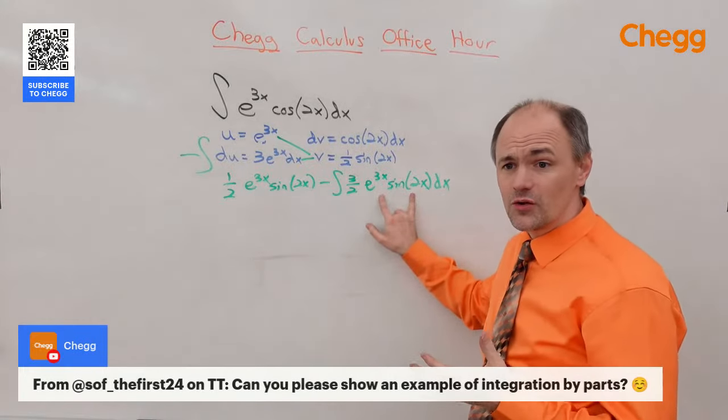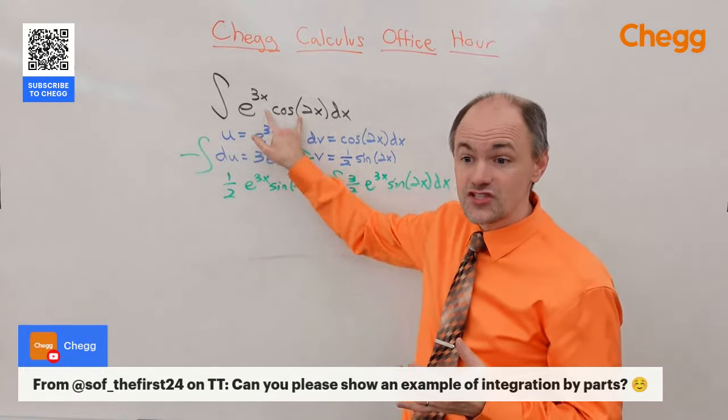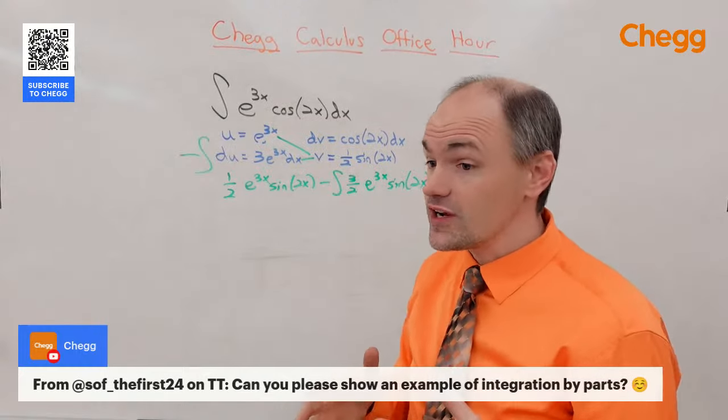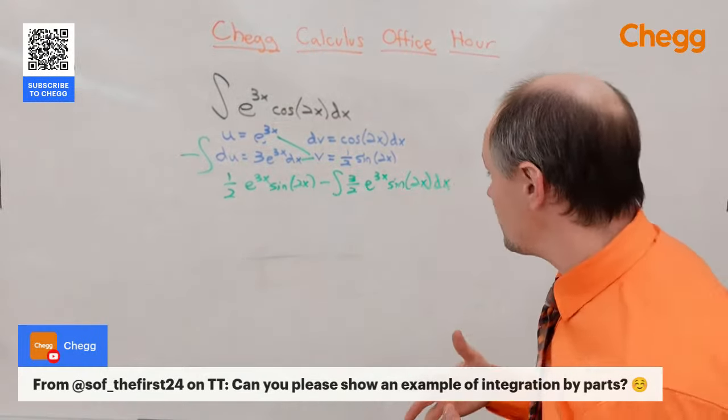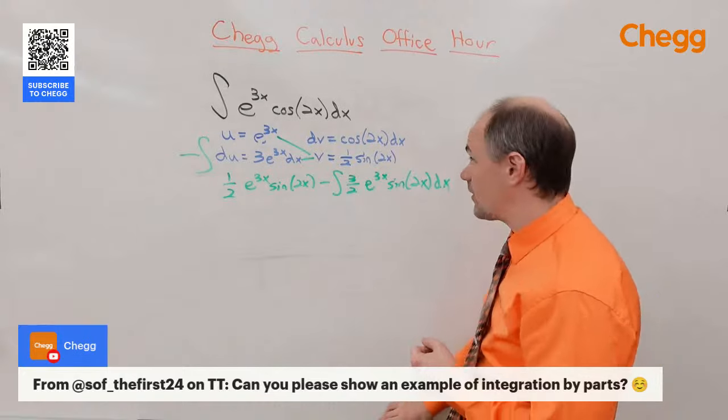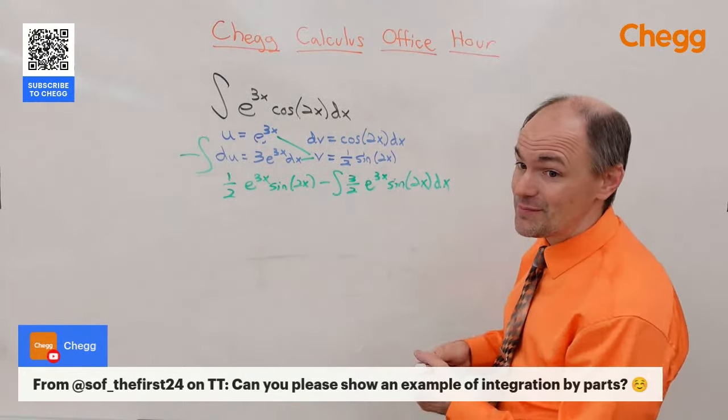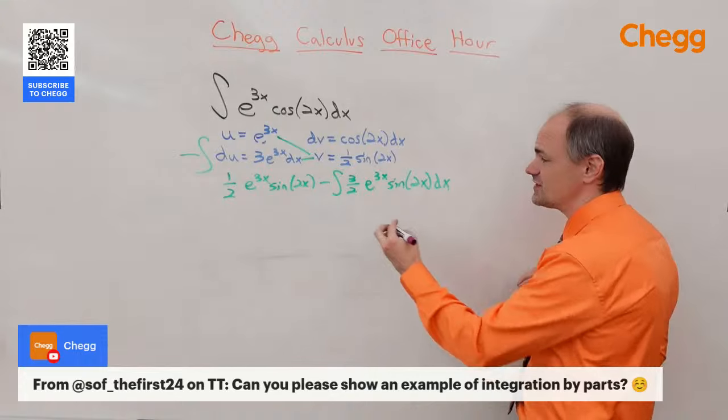What you might notice is the integral we ended up with is very similar to the integral we started with, but that's okay because we're going to solve it using a very similar method. We're going to use integration by parts again, but look what happens when we do it the second time. An interesting thing will happen.